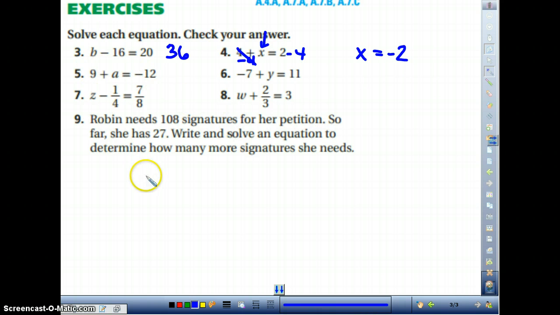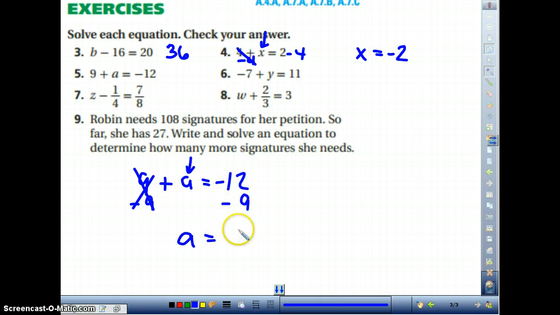On number 5, I've got 9 plus a equals -12. I want to know what a is. I've got to undo addition by 9. How do you undo addition by 9? Subtract 9. And what you do to one side, you must do to the other. These cancel each other out. I've got a equals, what's -12 subtract 9? -21. That's right, -21. So that one's -21.